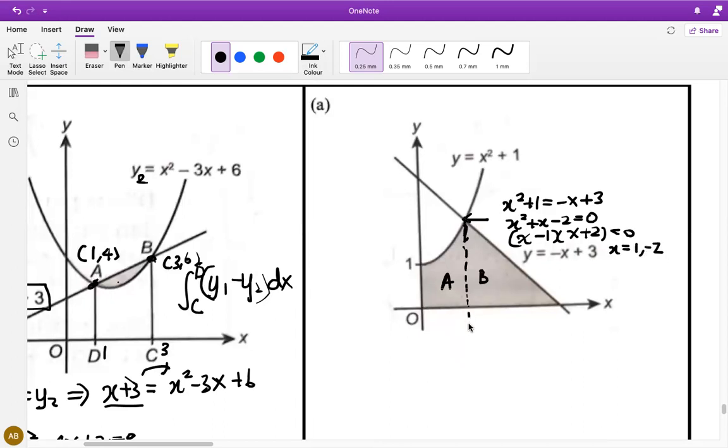So this part is 1. Then this intersection point is on the x-axis. So y equals negative x plus 3; on the x-axis, y is 0, so x equals 3. So this is 3, and for this one you can use the area of a triangle. Therefore we need to find what y is here. How to get y? Using negative 3 plus 3.